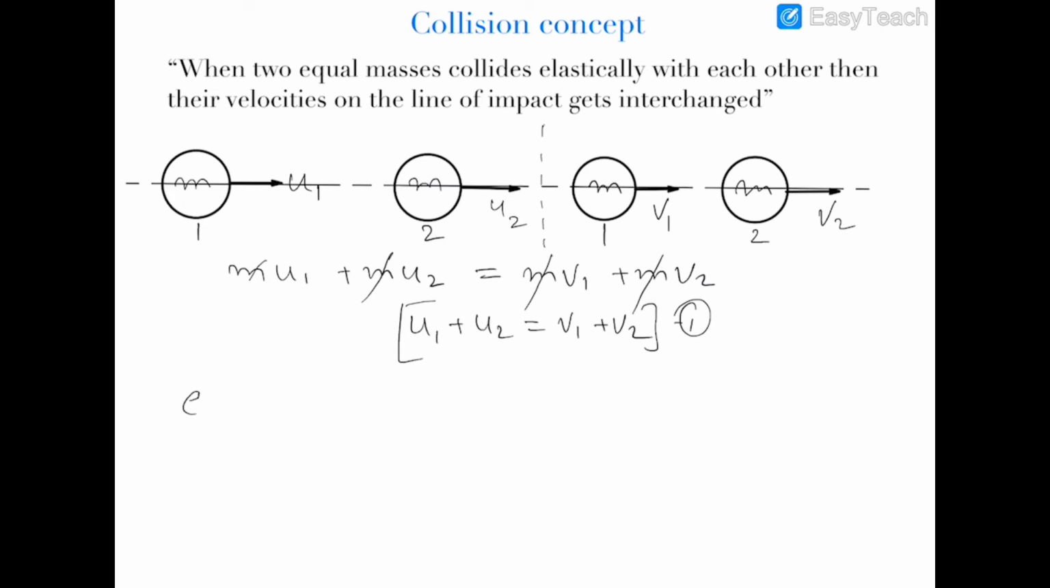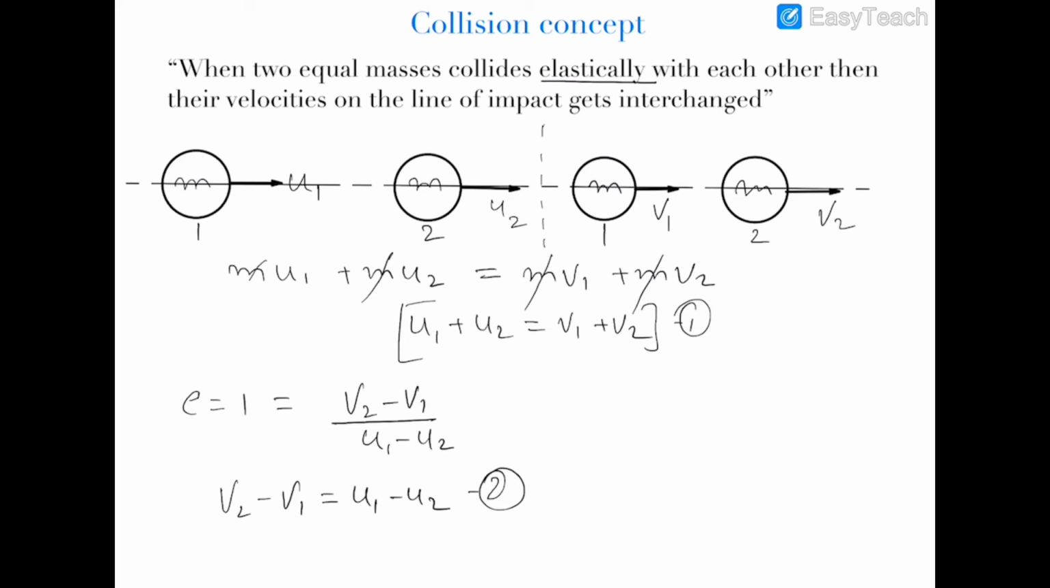Now the second equation would be derived from the definition of coefficient of restitution, and due to the fact that this is an elastic collision, the value of e should be 1. Its definition says that e is the ratio of relative velocity after collision to the relative velocity before collision. So the relative velocity after collision is v2 minus v1 and the relative velocity before collision is u1 minus u2, and that is equal to 1. So v2 minus v1 is equal to u1 minus u2, and this is the second equation.